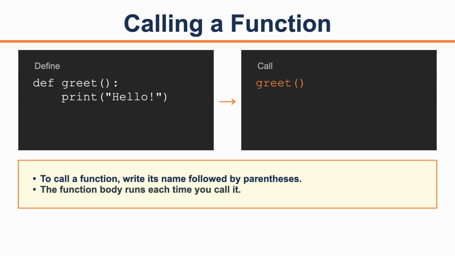Defining a function does not run it. To run a function, you call it. Calling a function means writing its name followed by parentheses. The function body executes each time you call it. You can call the same function as many times as you need.